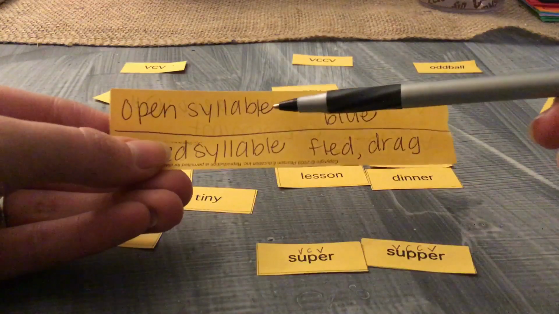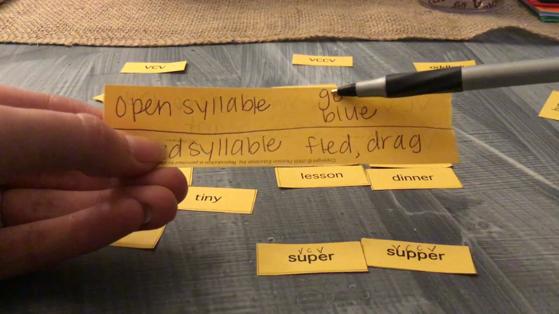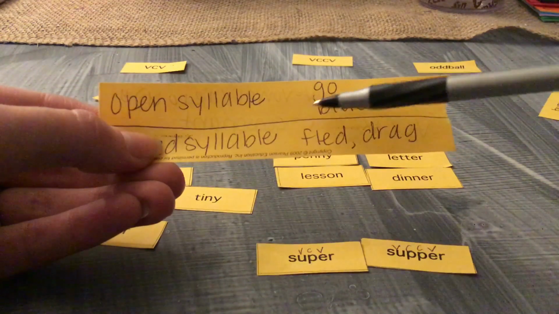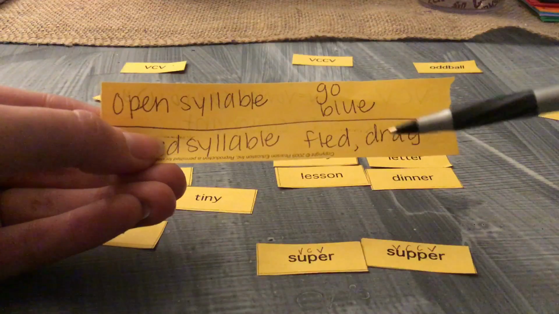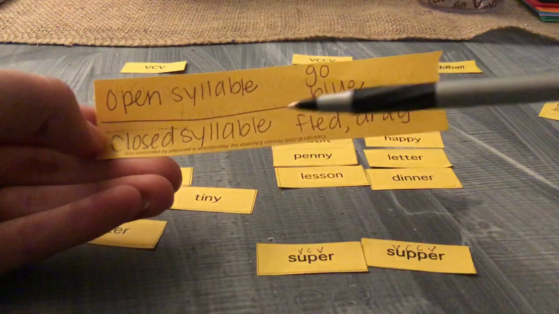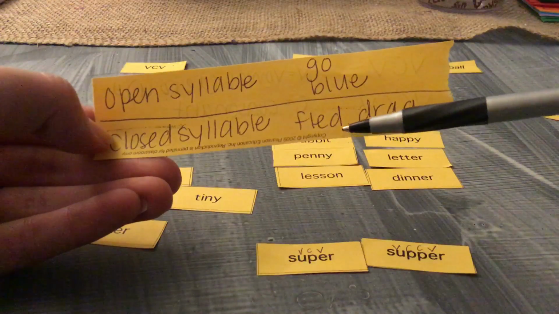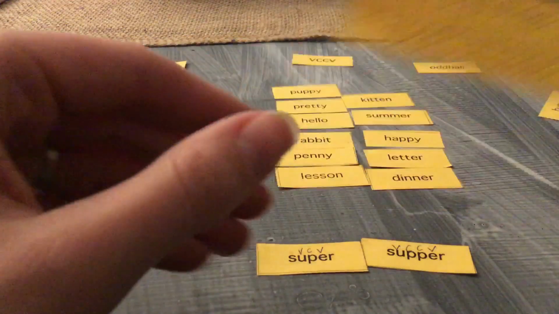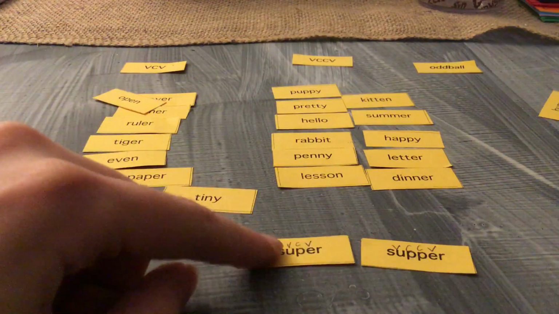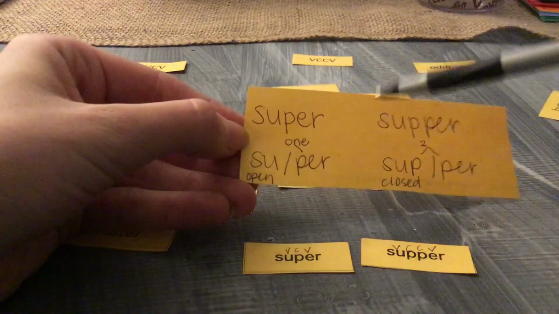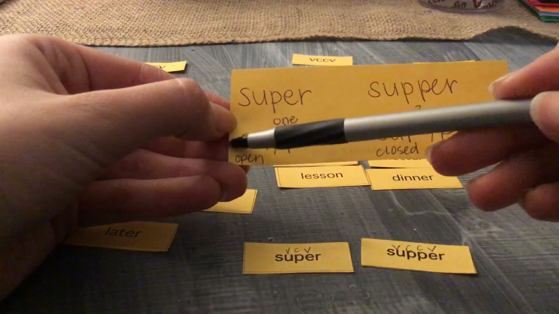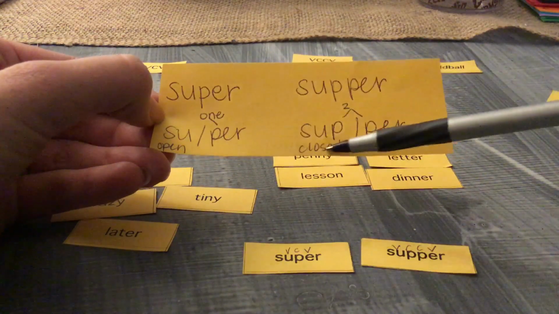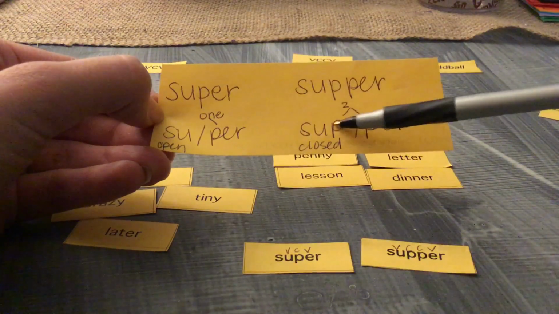An open syllable is a syllable that ends in a vowel sound. There's not a consonant sound after it, like go or blue. In this case, there's two letters, but it makes just that ooh sound. And then we have closed syllables, which end in a consonant sound, like fled and drag. So with our words here, super and supper, when we have super, the first syllable is an open syllable, ends in a vowel. But in supper, it's a closed syllable, which is what results in that double letter in there.